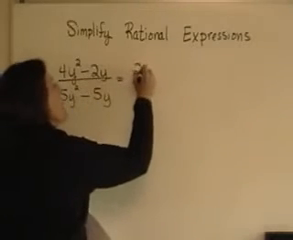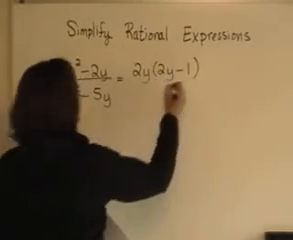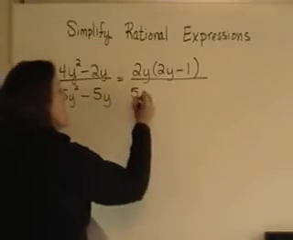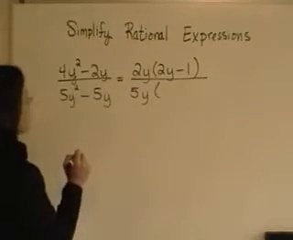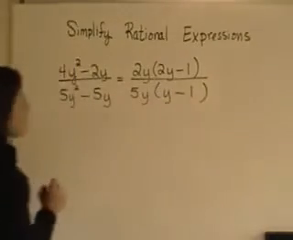That's a 2 and a y. And when I take that out, I'll need a 2y minus 1 here. And in the denominator, I have a common factor of a 5 and a y. And I'll remove that, and I will need a y minus 1 here.